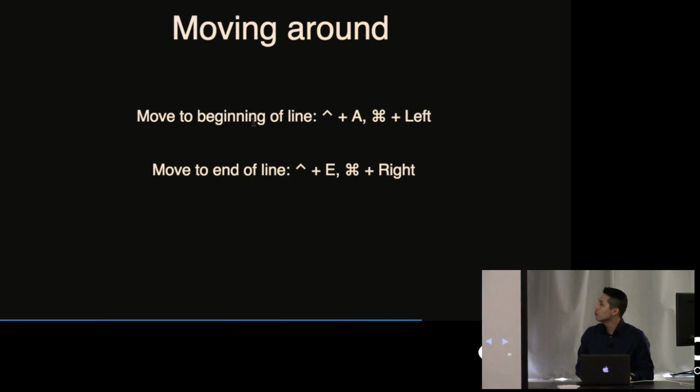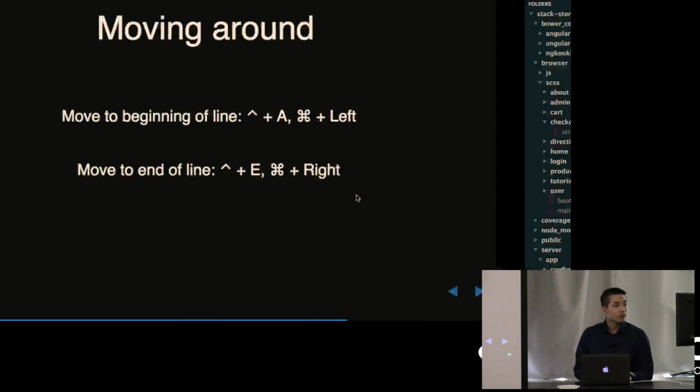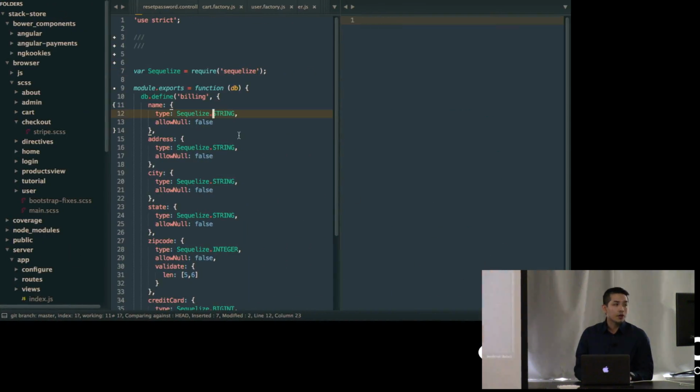Next up, it's about moving around when you're in a line. So first, let's say you're in the middle. If you want to move to the beginning, you do Command and then arrow to the left. You go back to the left. And if you want to go to the end, you do Command right, and you go to the end.